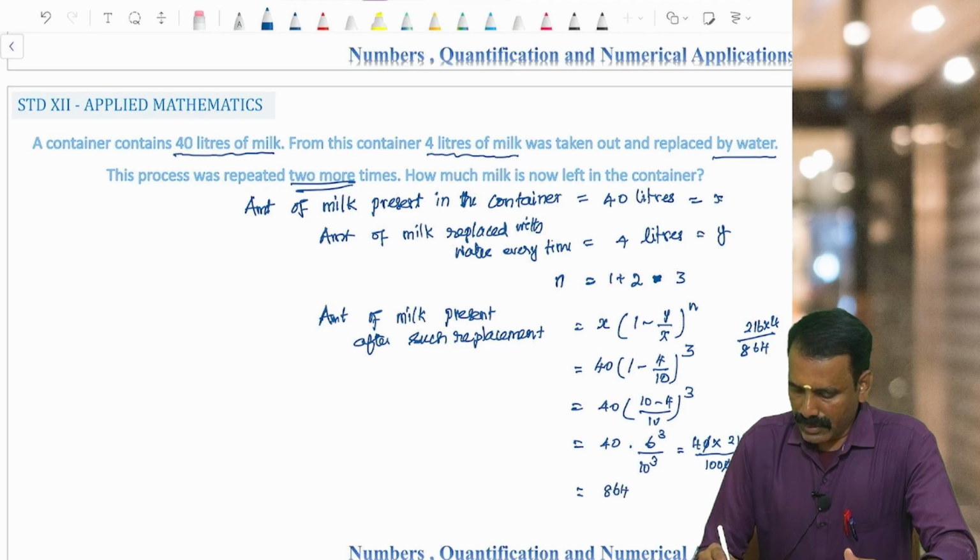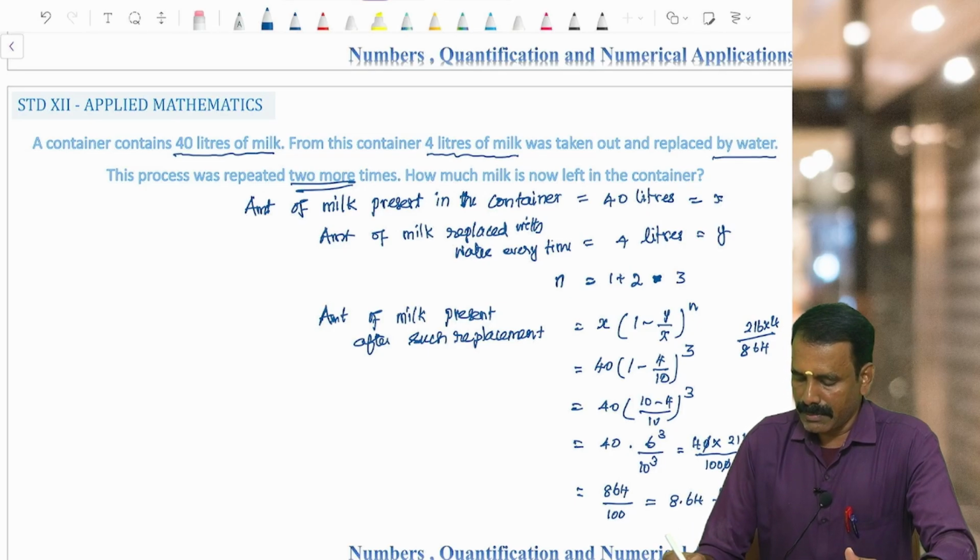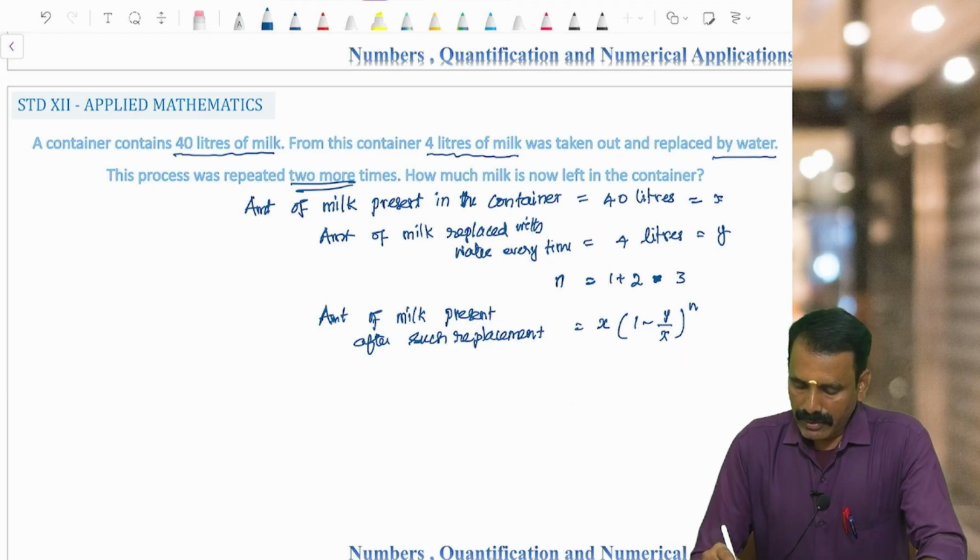So 864 divided by 100, which is nothing but 8.64 liters of milk will be present after such replacement. So this is the final answer. So we have the formula x into 1 minus y by x whole power n. We substitute all the data here. So your x value is 40 into 1 minus y value is going to be 4 liters, and here x value is going to be again 40, and n value is going to be 3.